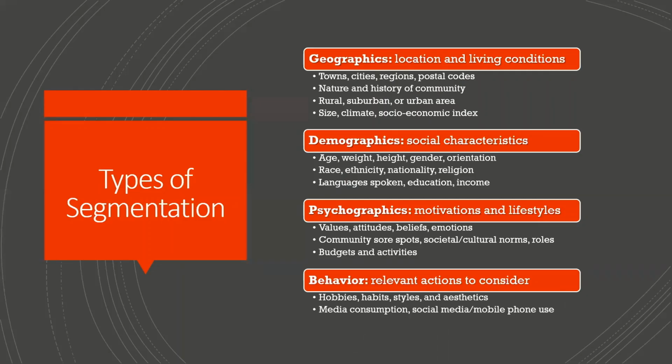So with that said, here are the different types of segmentation. First, there's geographics, which is the location and living conditions of your patrons. That is, of course, towns, cities, different regions, but it also covers whether or not they're rural, suburban, or urban, the size and climate and the socioeconomic index, and also the nature and history of the community.